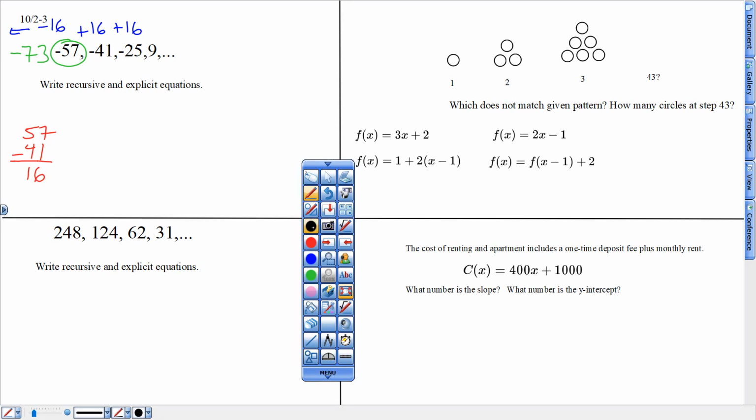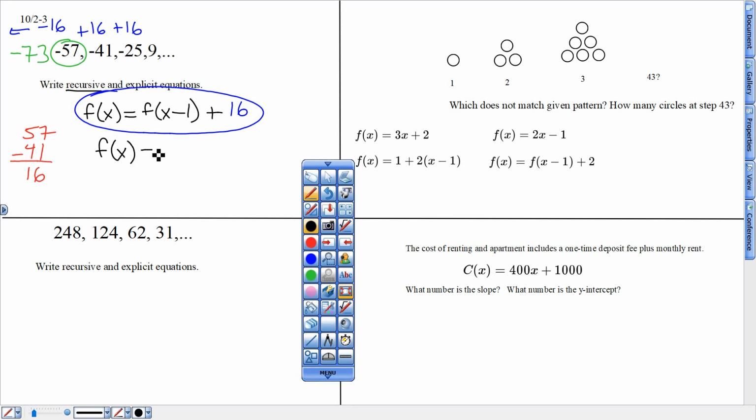So here we go. Recursive is going to be f of x equals f of x minus 1 plus that 16 right there. That's recursive. If I write first term explicit, nope, zero term explicit, it's going to be that same 16 but in front of x, and I'm going to be subtracting that negative 73. That's going to be the zero term explicit. I'd like you to write it like that on the benchmark. All right, here we go.